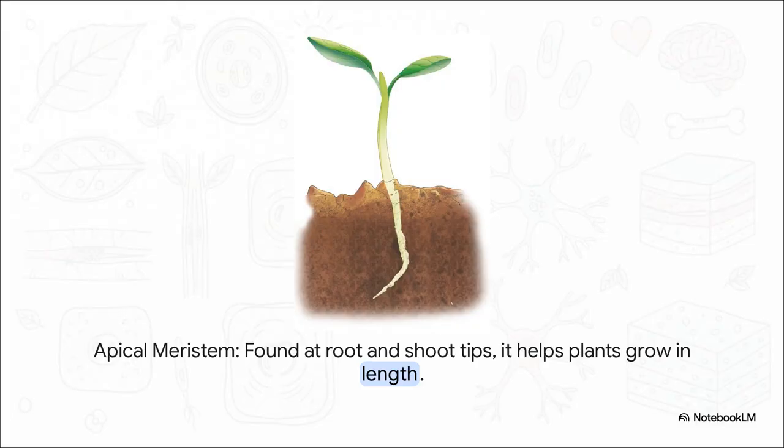First up is the apical meristem. This is located at the very, very tips of the shoots and the roots. It's responsible for what we call primary growth, making the plant taller and the roots longer. This is the tissue that drives a sapling up toward the sky and sends its roots deep into the earth.